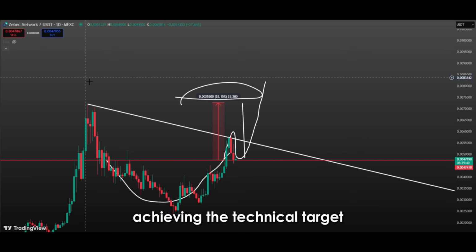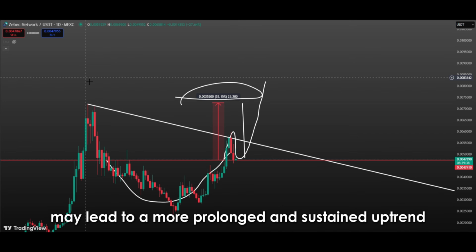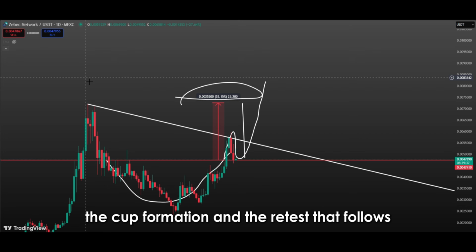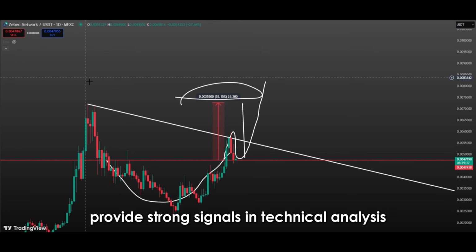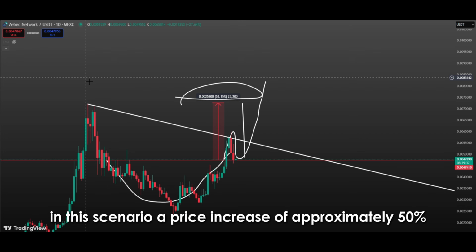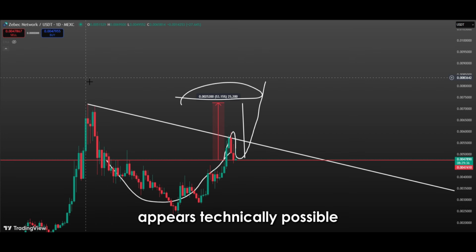Achieving the technical target increases investor confidence, which in turn expands trading volume. This new energy, fueled by volume, may lead to a more prolonged and sustained uptrend. In conclusion, the cup formation and the retest that follows provide strong signals in technical analysis. In this scenario, a price increase of approximately 50%, equivalent to the depth of the formation, appears technically possible.